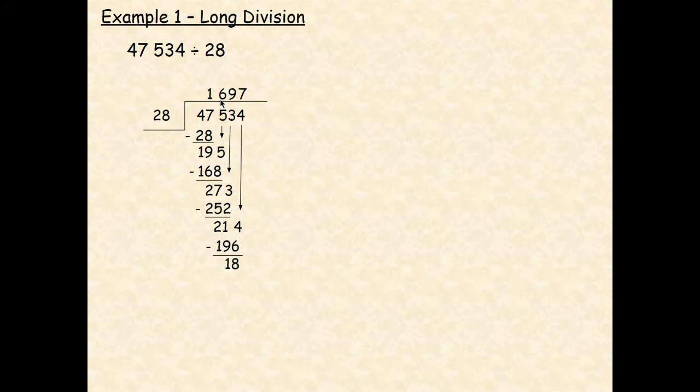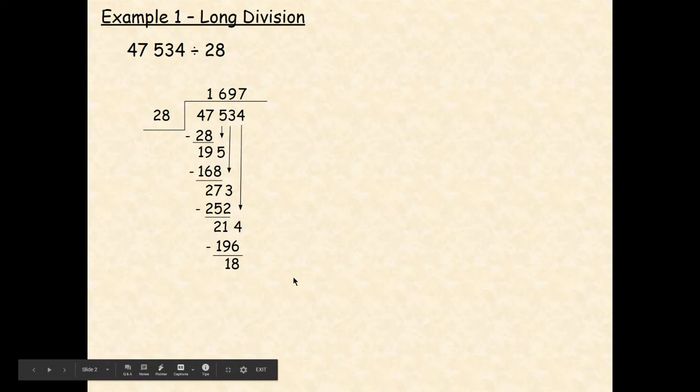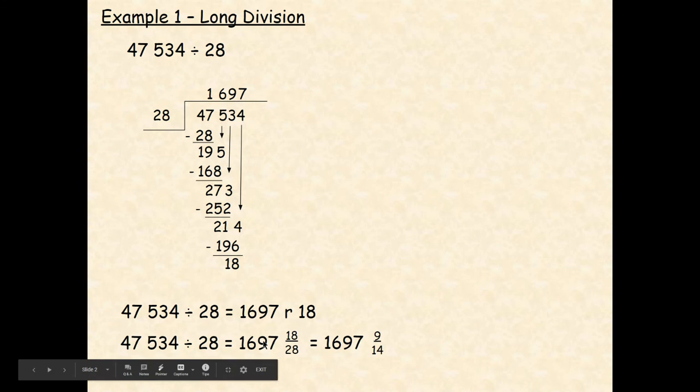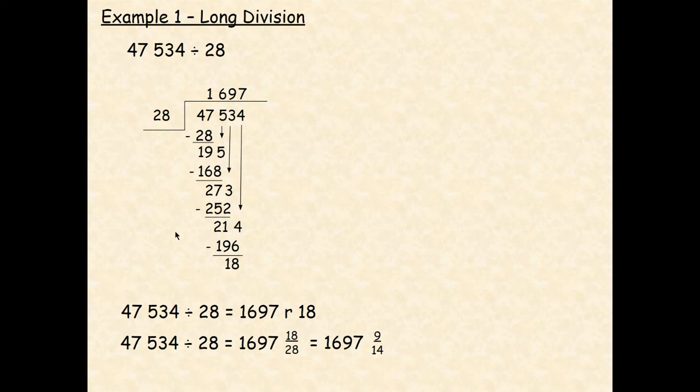So our quotient is 1,697 and our remainder is 18. So we could write that as 47,534 divided by 28 is 1,697, remainder 18. Or if we were thinking of this as an improper fraction of 47,534 over 28, we could write it as 1,697 and 18/28. Simplifying our fraction, 1,697 and 9/14.